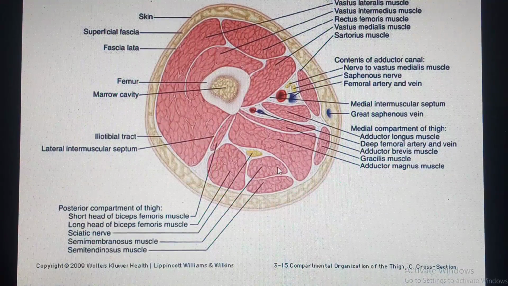Now, I told you that the nerve which will supply most of these muscles in the posterior compartment, the hamstring muscles, will be the sciatic nerve, which will later give off the tibial branch and the common peroneal branch. So that is what we are going to see. For you to be able to appreciate a transverse section, you have to anticipate how the structures are organized, so that you get your directions very clearly.